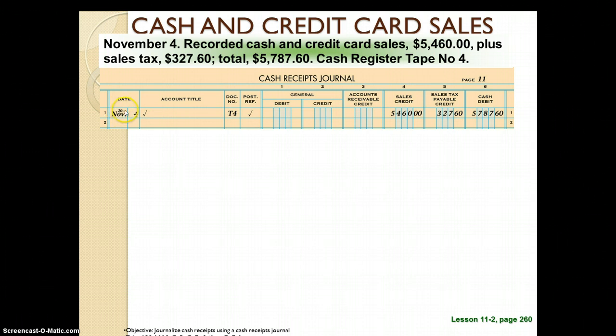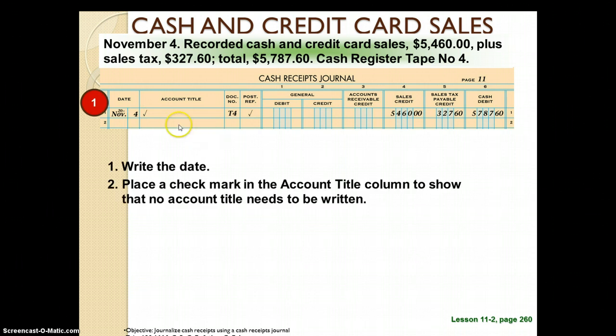So we write our year, we write our month, it's November, and we write the day of our month, which is November 4th. The next thing that we do is we place a check mark in the account title column to show that no account title needs to be written. And that's because it's sales, sales tax payable, and cash. These are our accounts, so we don't need to write anything additional besides put that check mark in there. Some of you guys were trying to figure out how you insert a check mark in Excel. The way to do that is to go up to your ribbon at the top, click on the Insert tab.